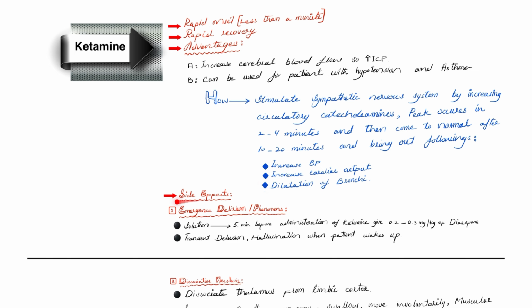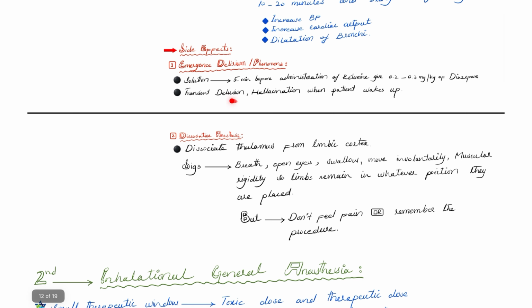But side effect of ketamine is also very important to learn about. The most important side effect of ketamine is emergence delirium or phenomena. Emergence delirium or phenomena means the patient will experience transient delusion, hallucination when patient wakes up. But if you want to prevent this emergence delirium or phenomena, then 5 minutes before administration of ketamine, give 0.2 to 0.3 milligram per kg of diazepam. So then patient won't have transient delusion or hallucination when he wakes up.